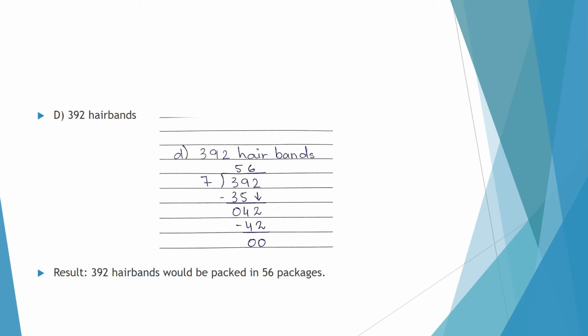D, 392 hair bands. We know that in one package of hair bands there are 7, so we will divide 392 by 7 and the answer we get is 56. So 392 hair bands will be packed in 56 packages.